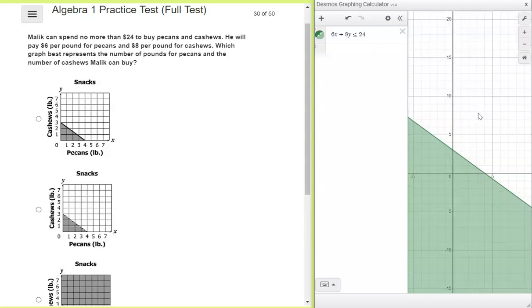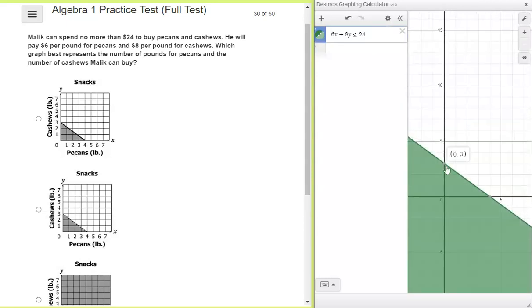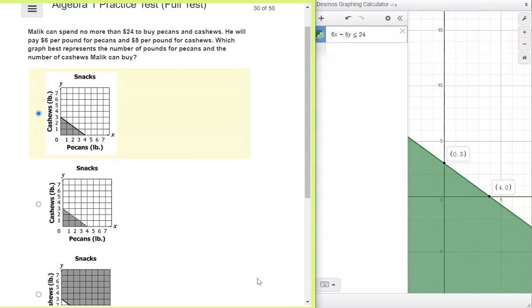So I have a graph here. It can be between these two, so 3 and 4. So 3 and 4, it gets shaded below because of this. Anywhere here is what he can spend, or the number of pecans and cashews, and then it's a solid line to this one.